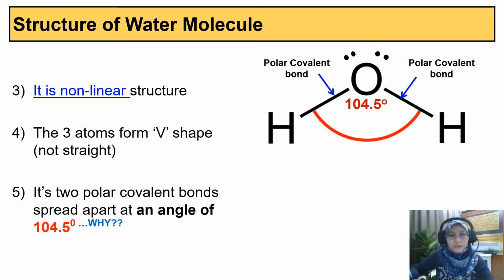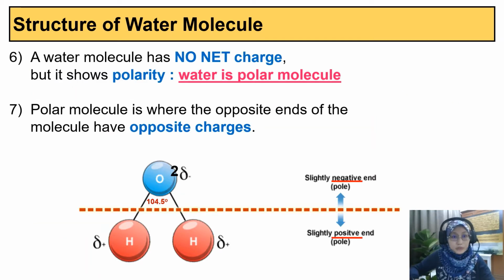The water molecule shows a non-linear structure in which the 3 atoms, comprising 1 oxygen atom and 2 hydrogen atoms, form a V shape. The water molecule has a bent shape with a bond angle of 104.5 degrees. And do you know why? It is due to the polarity of the water molecule. A water molecule is a polar molecule with no net charge.